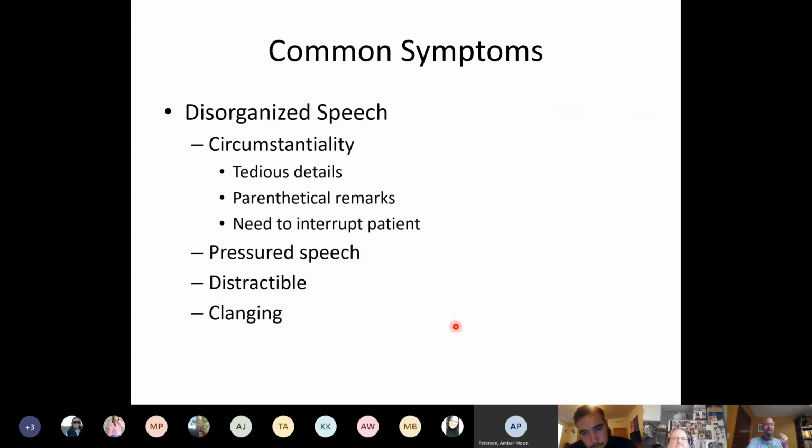Tedious details, so very disorganized. Pressured speech is where you're not really shouting, but you are having some pressure in your speech.